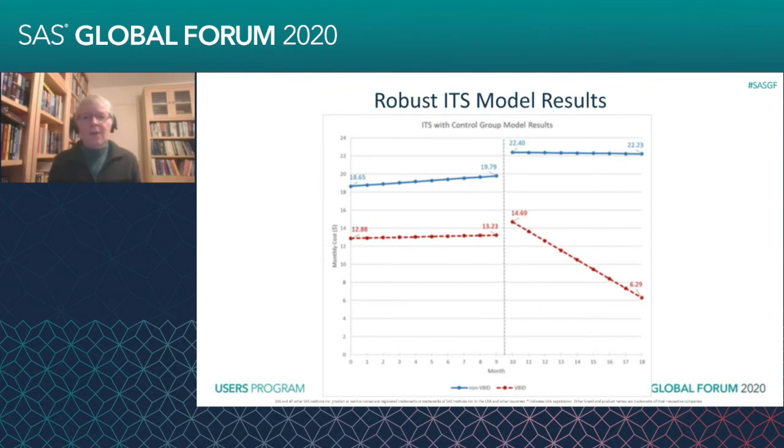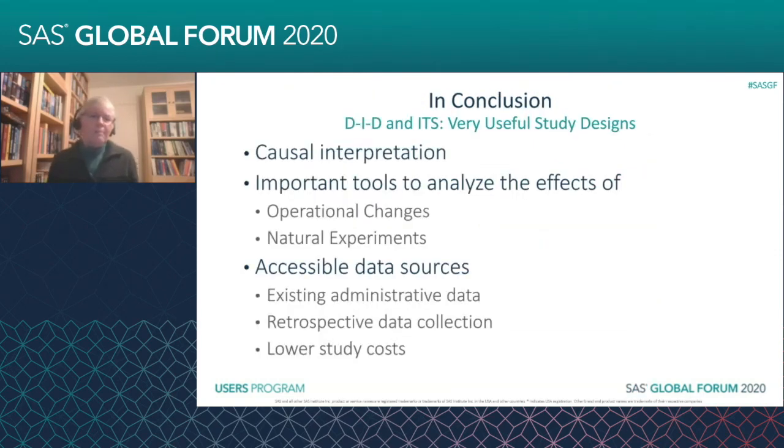So that's just a very quick overview of the difference in difference and ITS models. In conclusion, these are really useful study designs, especially for those of us in the healthcare research area. They have a causal interpretation. We can actually say that the VBID plan caused their costs to decline. These are really important tools for analyzing the effects of things like operational changes, but also natural experiments and law changes.